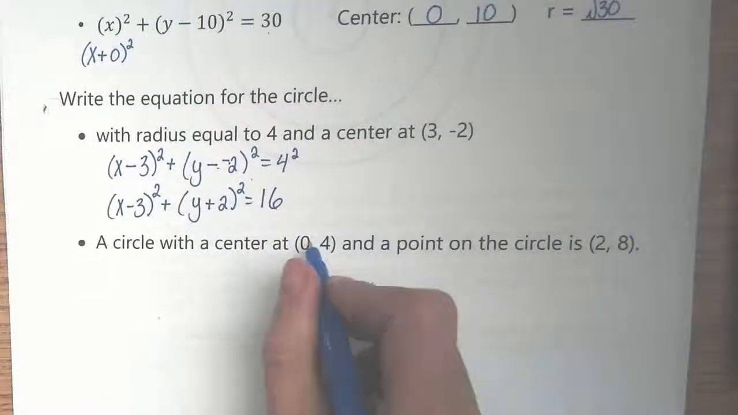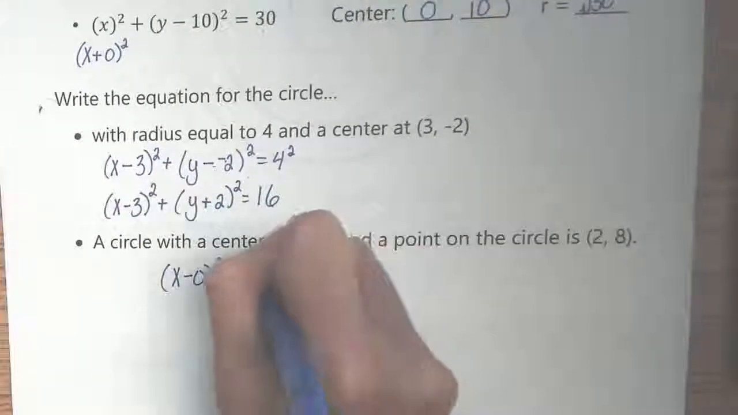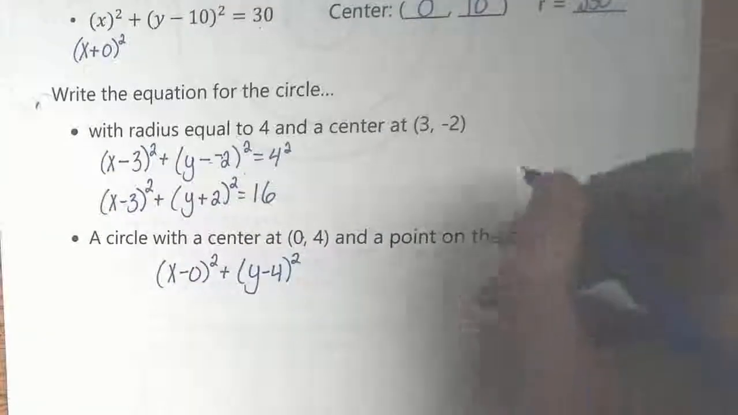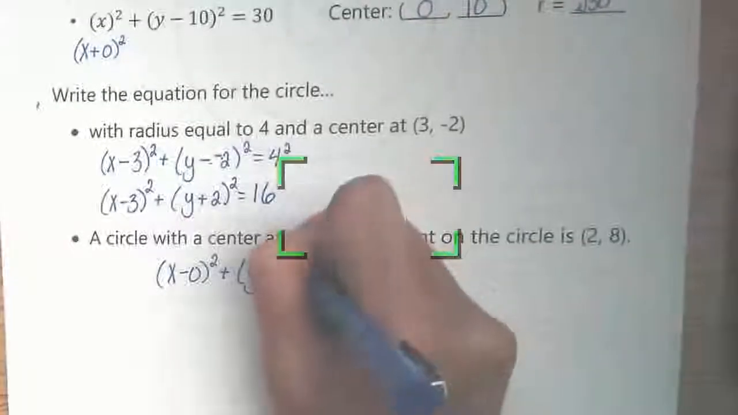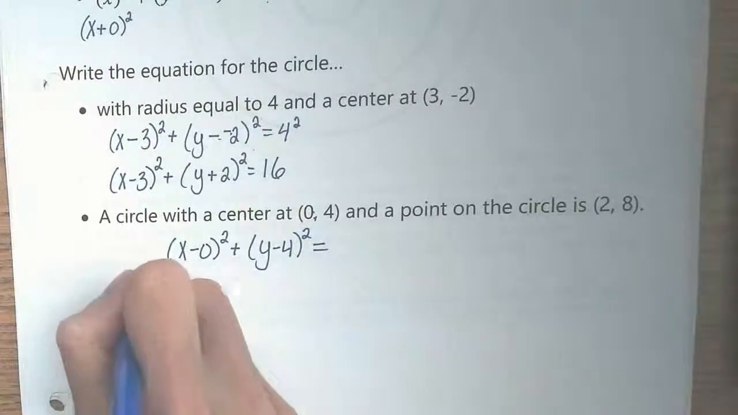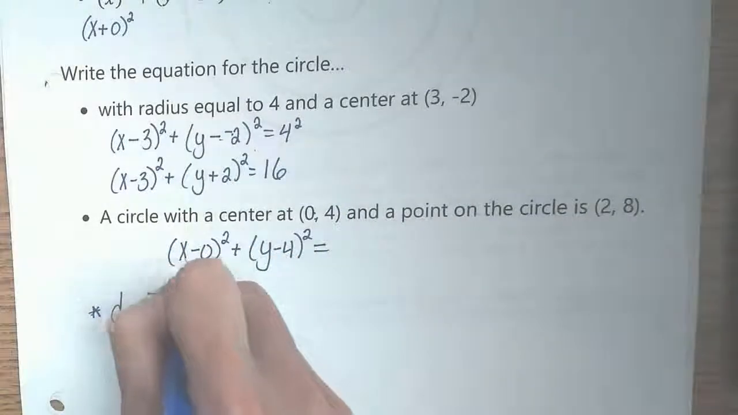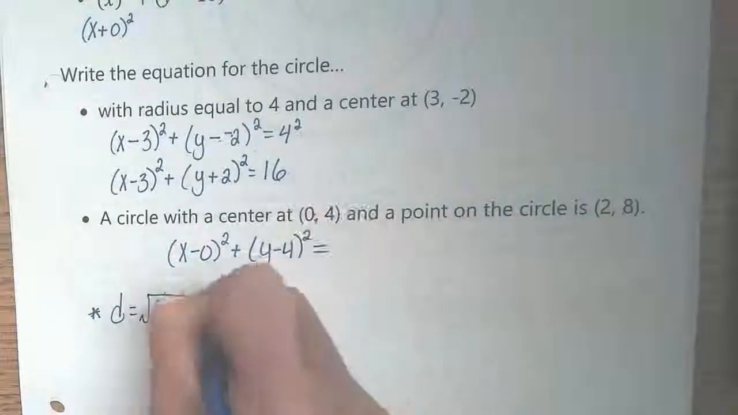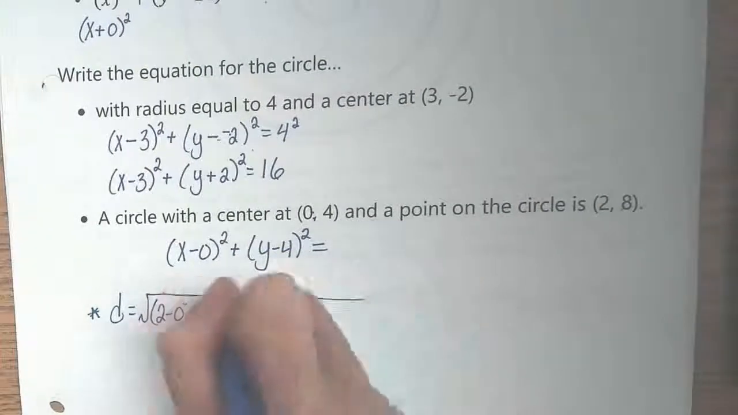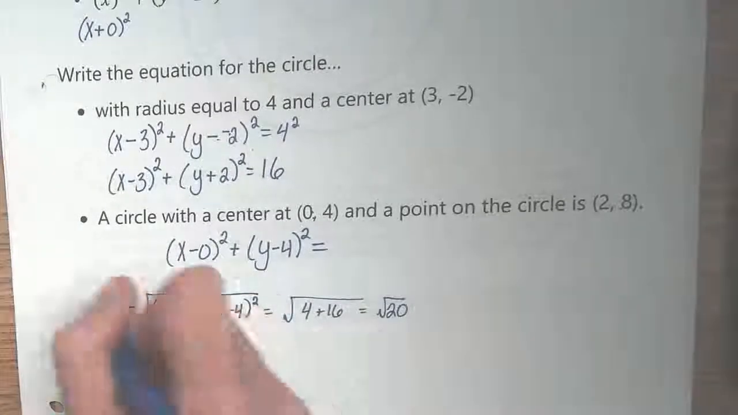And then finally, the center here is at 0, so I'm going to say (x minus 0) squared, (y minus 4) squared, and then a point on the circle is (2, 8). So I have to find the distance from (0, 4) to (2, 8), and that's going to be my radius. So down here, the distance, we've done this a million times, the square root of (x1 minus x2) squared, so that's 2 minus 0, plus the y's, subtracted from each other. It's going to give me 4 plus 16, so that's the square root of 20. So that's the radius.